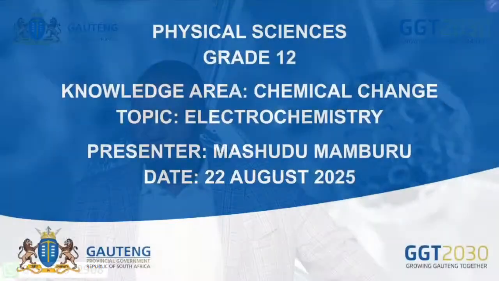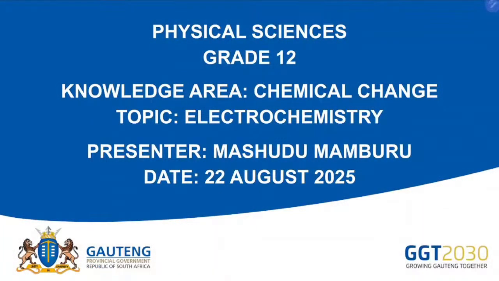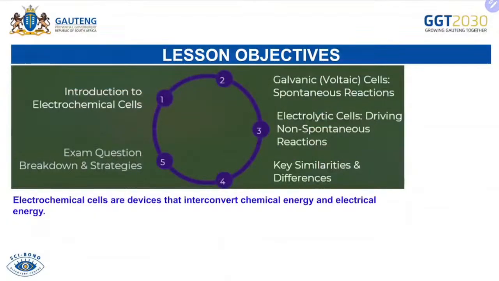Today we'll be dealing with problem solving of questions based on question 8 and 9, which is electrochemistry, under the knowledge area chemical change. So we'll be focusing on problem solving strategies. How do you break down the exam questions and how do you answer questions? So if you can check, these are our objectives.